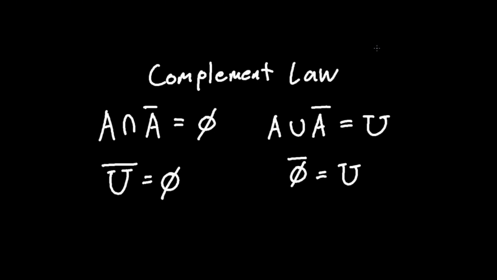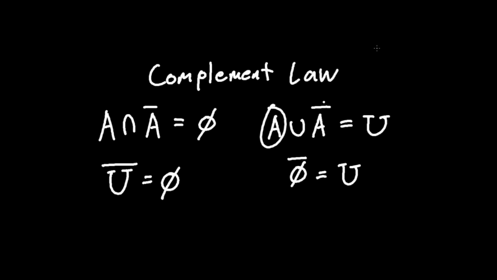Basically, if you take the intersection of A with the complement of itself, you just get the null set, right? And by definition, the complement of A is just everything that A isn't. So if you take the intersection between A and everything that A isn't, there would be no intersection, right? So logically, you would get the null set.